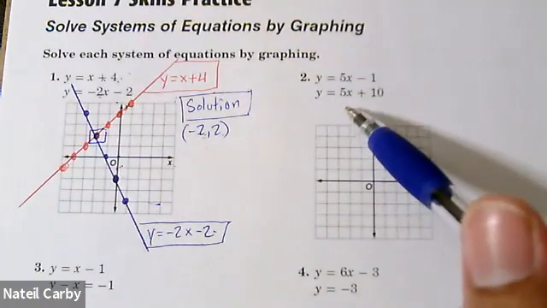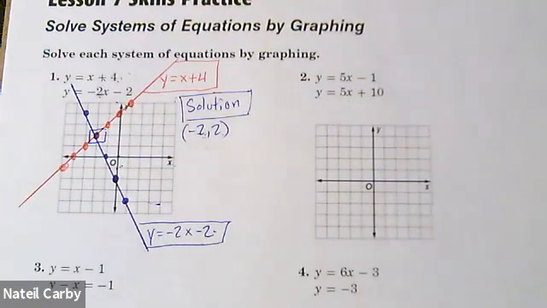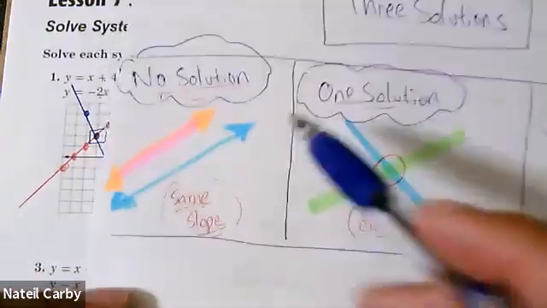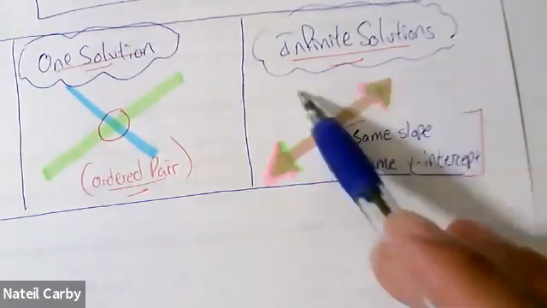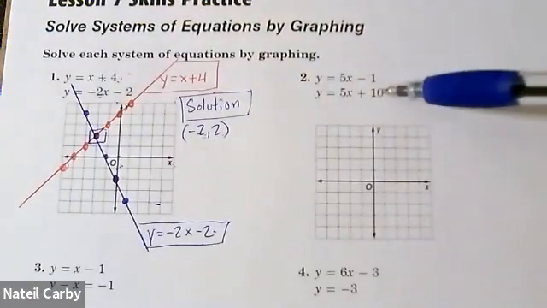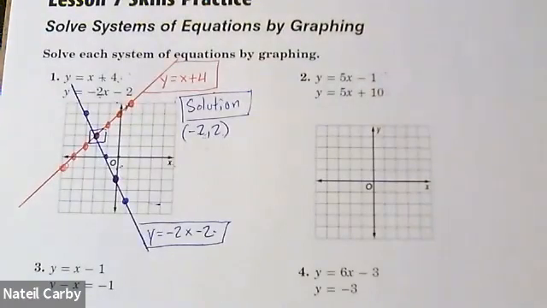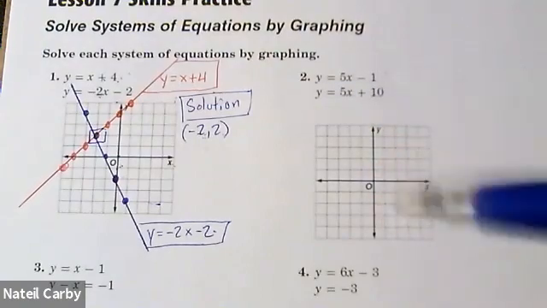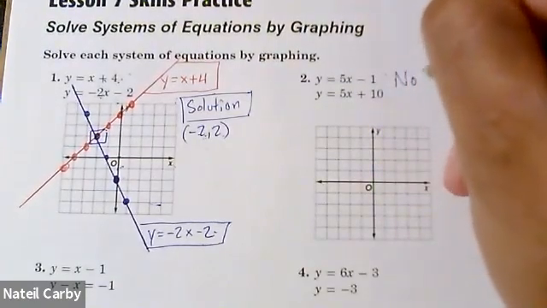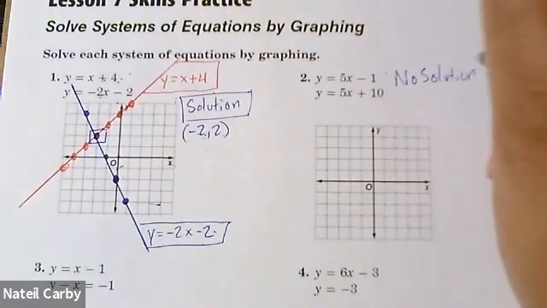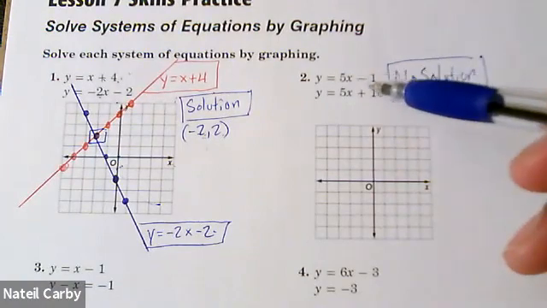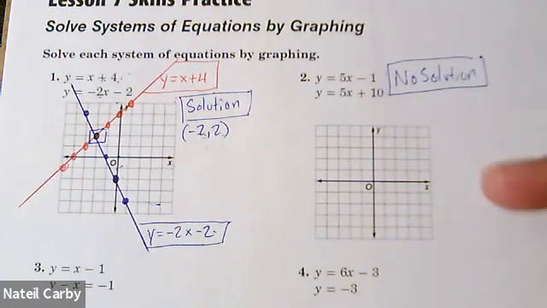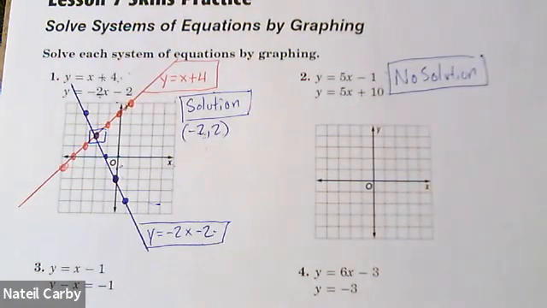Hold on now. Same slope. So that means no solution or infinite. If it's infinite, it's got to have the same y-intercept as well. Do they have the same y-intercept? No. So you can already say no solution. You can already say that because you know they're going to be parallel to each other, right? But let's do it anyway to drive the point home.